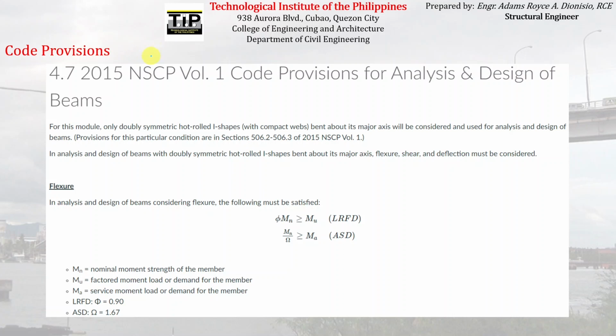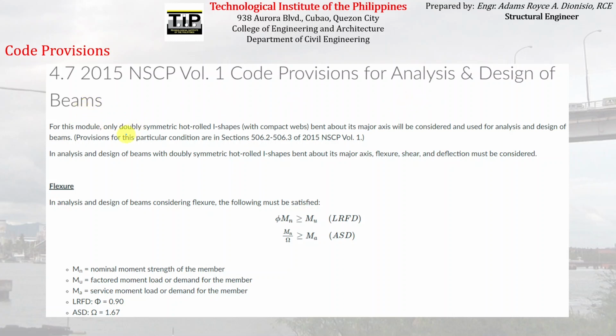So all of those criteria are actually included as a provision, code provision inside our local code, which is the 2015 NSCP Volume 1. Okay, so just to summarize everything, the code provisions related to the design of flexural members with respect to flexure, with respect to shear and deflection. So let us just summarize everything on this particular topic. So these are the 2015 NSCP Volume 1 code provisions for analysis and design of beams.